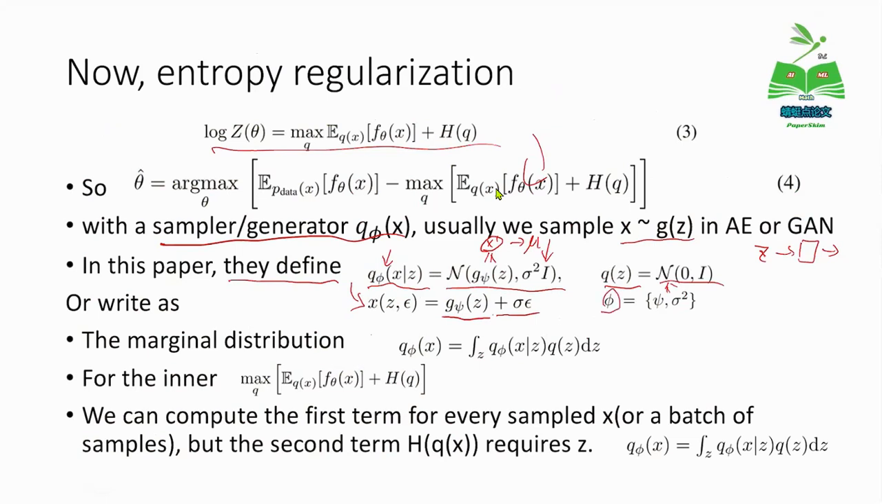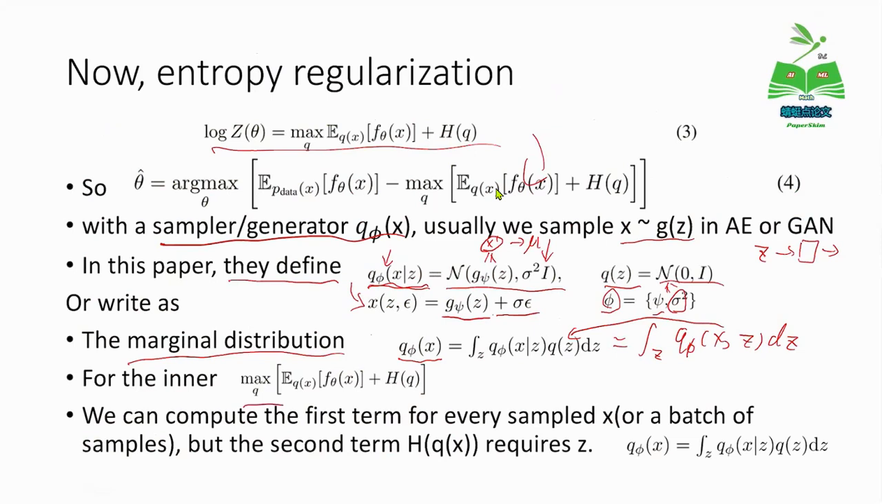So phi is the set of parameters of this: the generator's parameters and the sigma. Then, based on this, the marginal distribution Q_phi(X) is equal to the integration over Z of Q_phi(X given Z) dz. So this one equals this one. This is the marginal distribution.